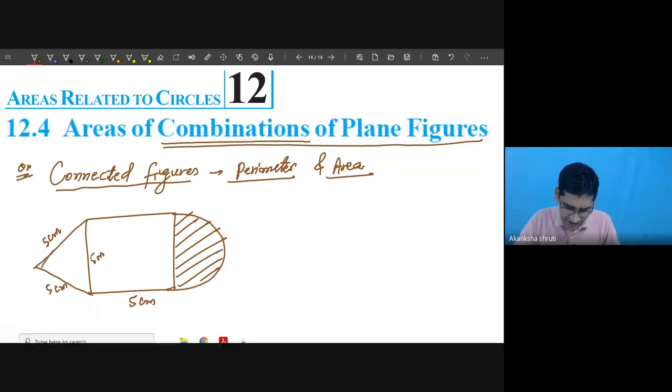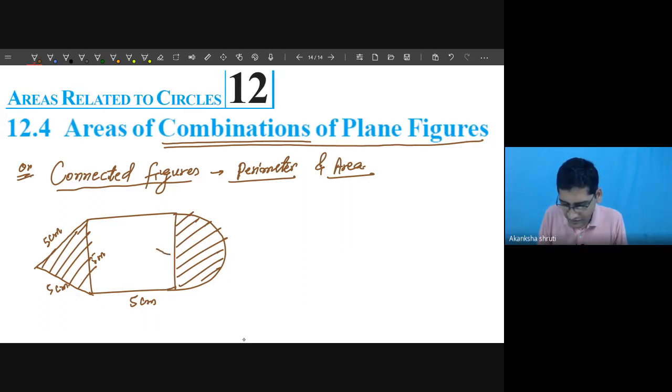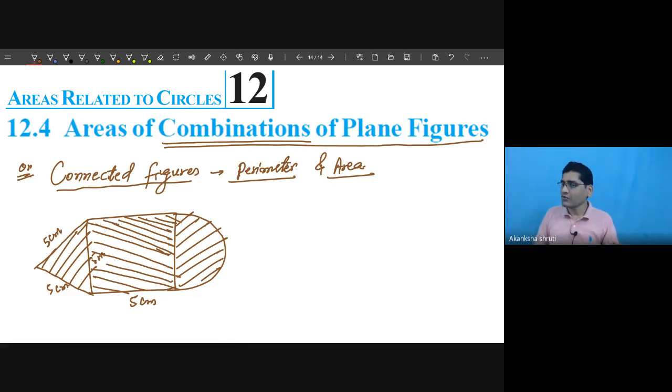Now you have to find what is the total area of this new figure or new shape. That you have to find out. How can you get it? So in this, keep in mind, I have started with a square. Then I have connected a semicircle on one side and a triangle on the other side.